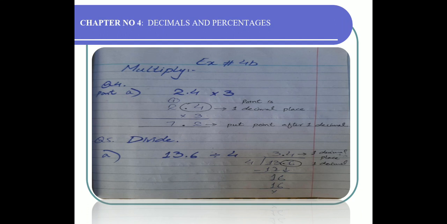13.6 divided by 4. Simply divide the numbers. 4 3s are 12. 13 minus 12, 1 left. Okay. Then 6, 4 4s are 16. Okay. The point is placed after one decimal, so we have to place the point in the quotient after one decimal.